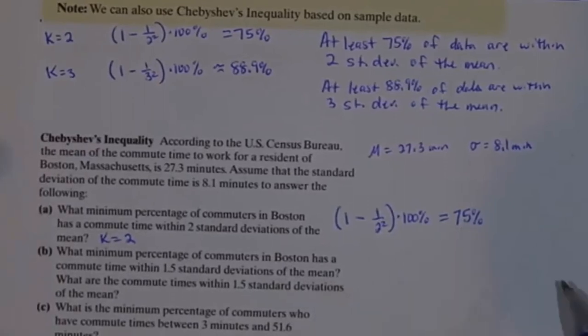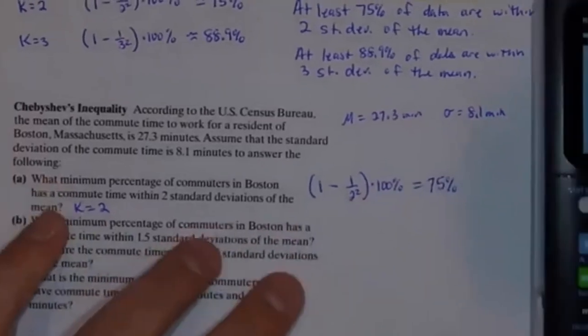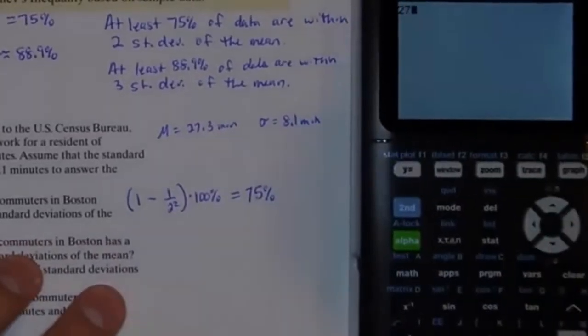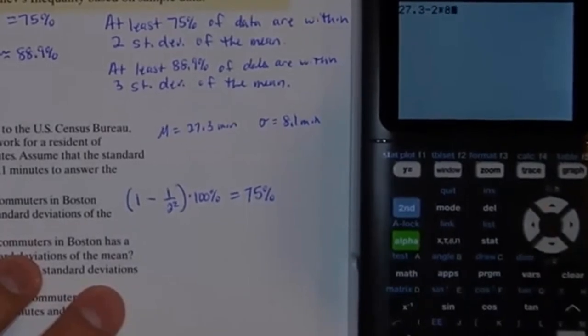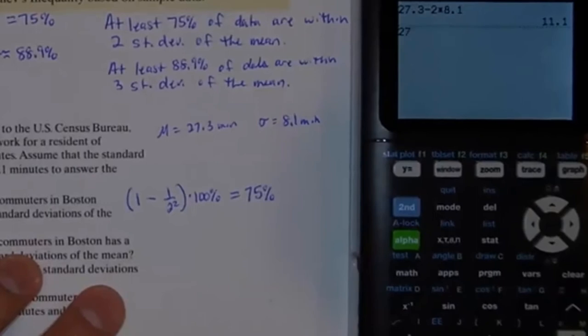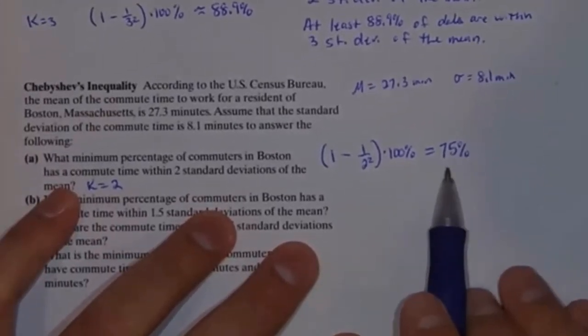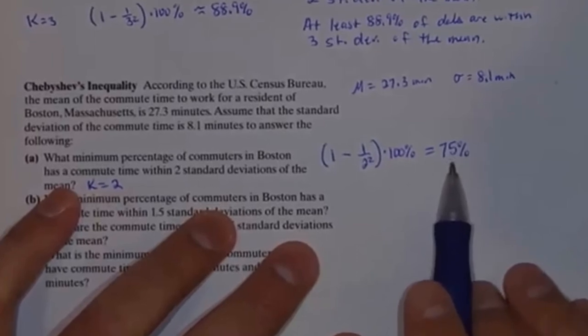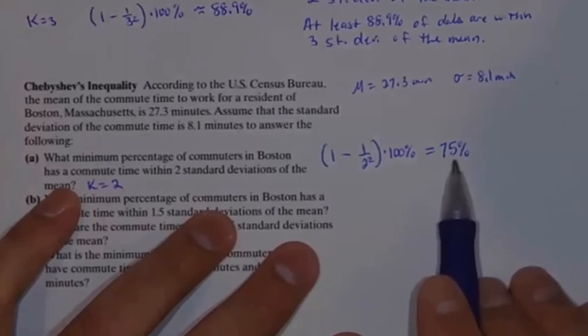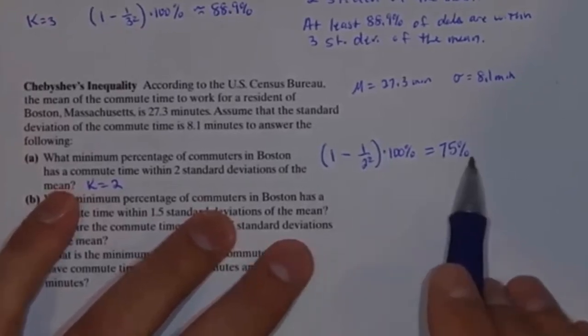And so 2 standard deviations of the mean in this case would be 27.3 minus 2 times 8.1. So that would be 11.1, and 27.3 plus 2 times 8.1, that would be 43.5. So at least 75% of commuters in Boston have commute times between 11.1 and 43.5 minutes. That's what this is saying.